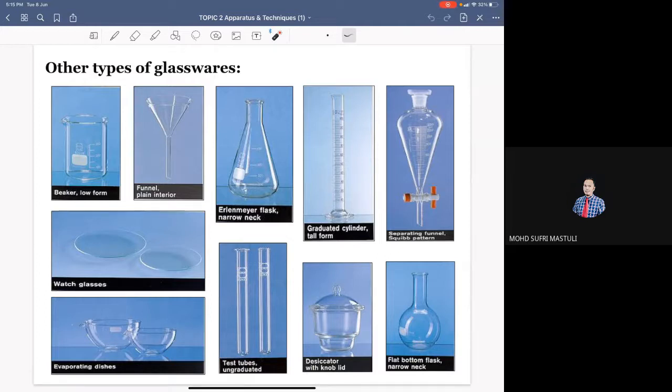Other types of glassware: we can have a filter funnel. We can have a conical flask or Erlenmeyer flask. We can have a separating funnel, watch glass, evaporating dish, test tube. This one is a desiccator. We can have a flat bottom flask.